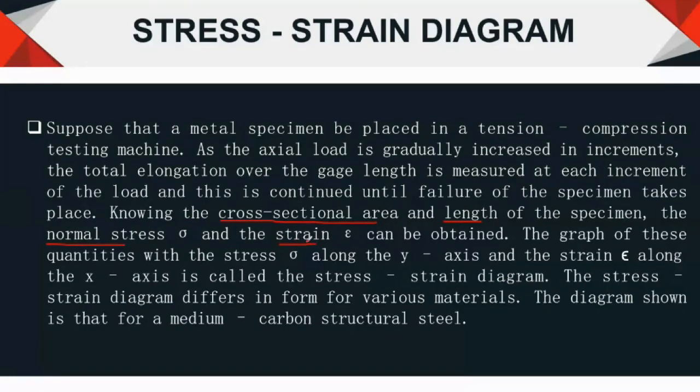So, di ba we have a formula for normal stress? It is equal to the applied load divided by the area. So, yung previous topic natin, ano? And then, the graph of these quantities with the stress along y-axis and then si strain natin along x-axis is yung tinatawag nating stress-strain diagram. So, yung stress-strain diagram differs in the form for various materials. So, yung diagram na papakita ko niyan is for a medium carbon structural steel.